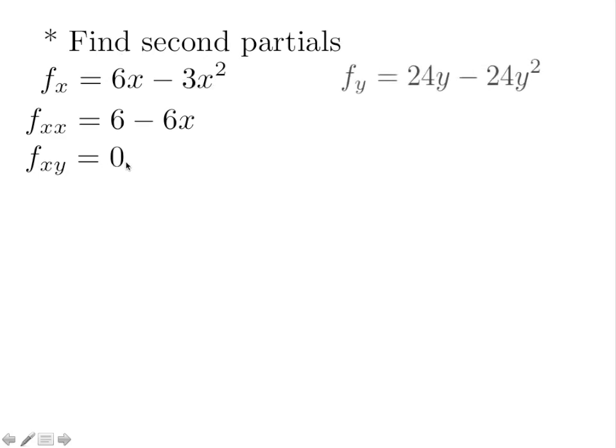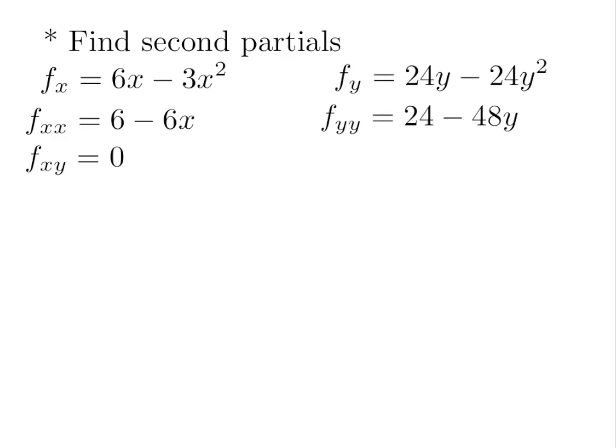Similarly, fy is equal to 24y minus 24y squared. fyy is 24 minus 48y. And fyx of course is equal to 0, because you take this function and find the partial derivative with respect to x, but there's no x in this function, therefore fyx is equal to 0.